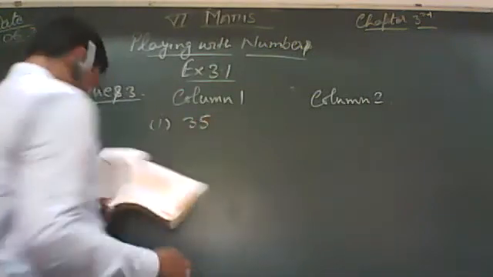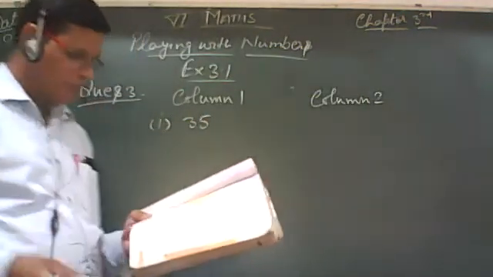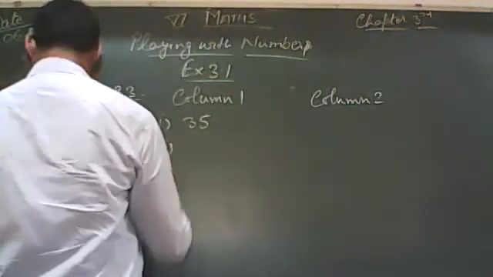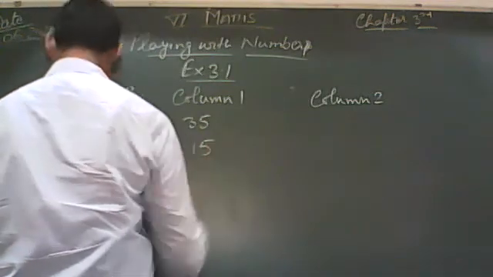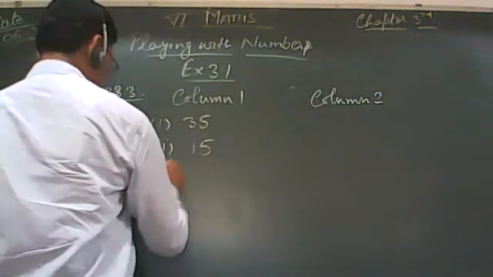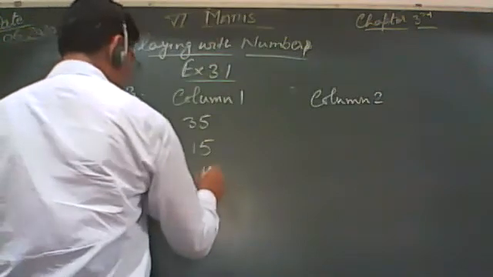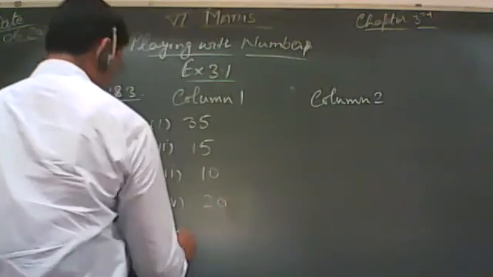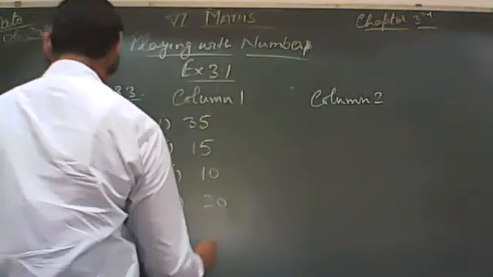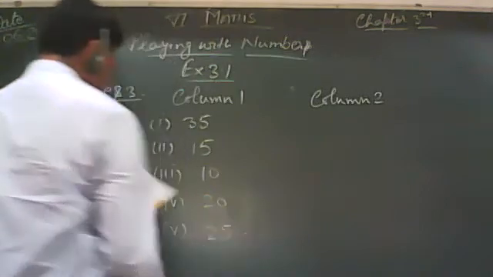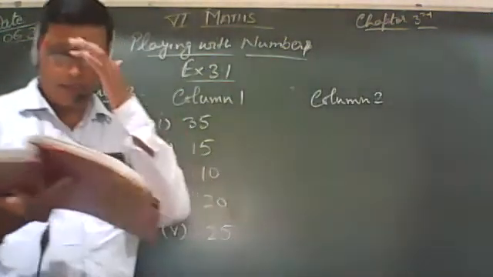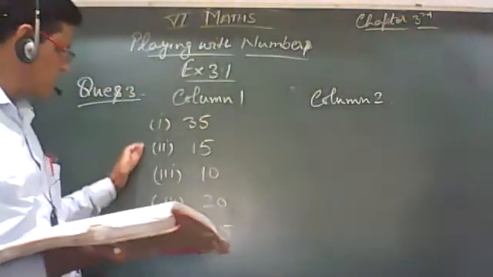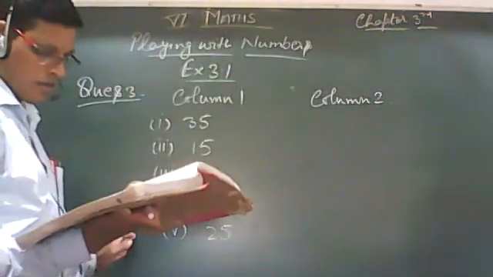The first is 35. Second is 15. Third is 10. Fourth is 20. And fifth is 25. And here is given in column 2: multiple of 8. Any number that is a multiple of 8.